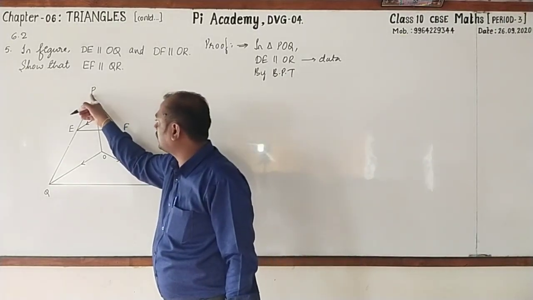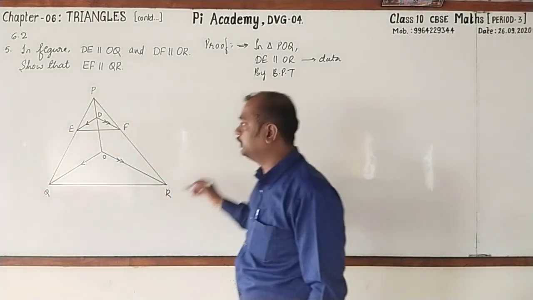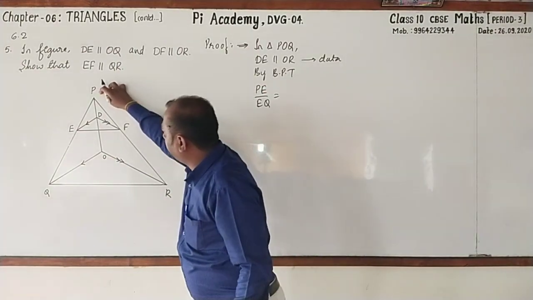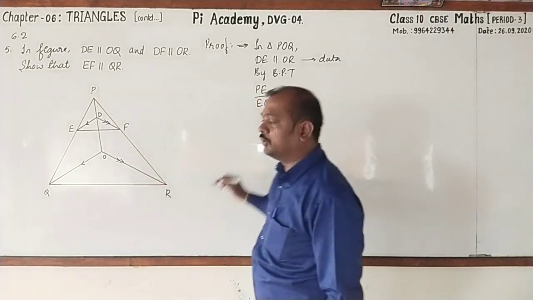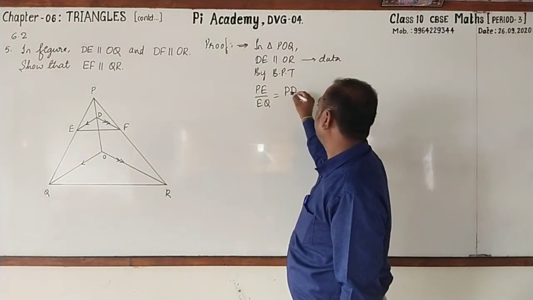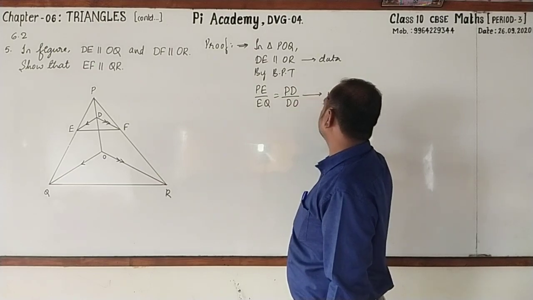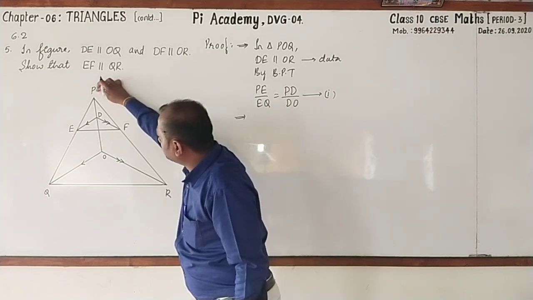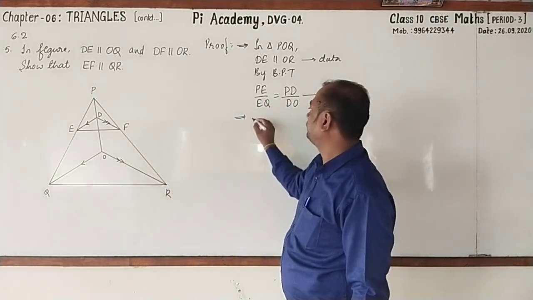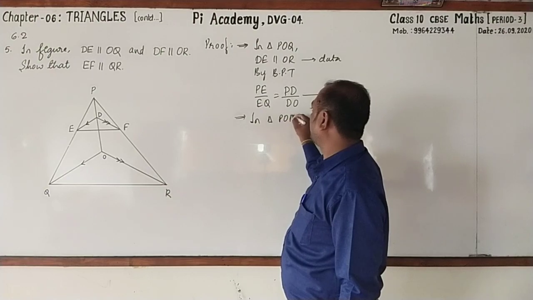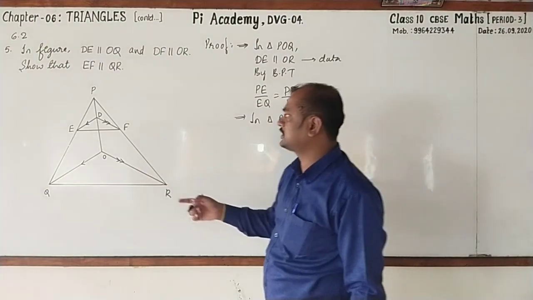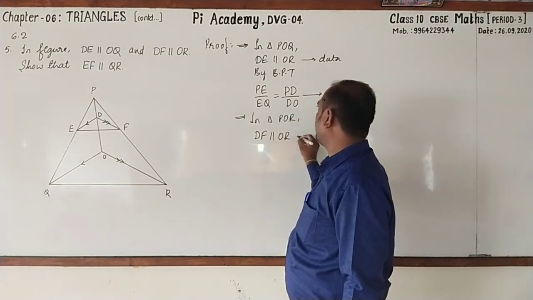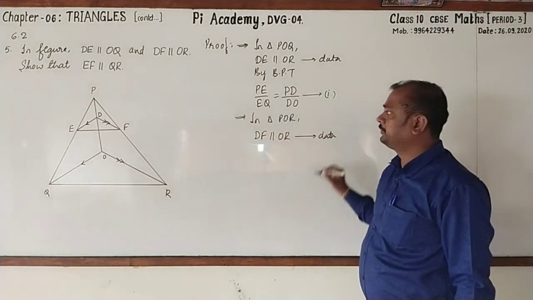According to BPT, we can write PE by EQ is equal to PD by DO. You may call this statement 1. Similarly, I go for taking the triangle POR. In triangle POR, yes, tell that. Next step. DF parallel to OR, right? It is from data.